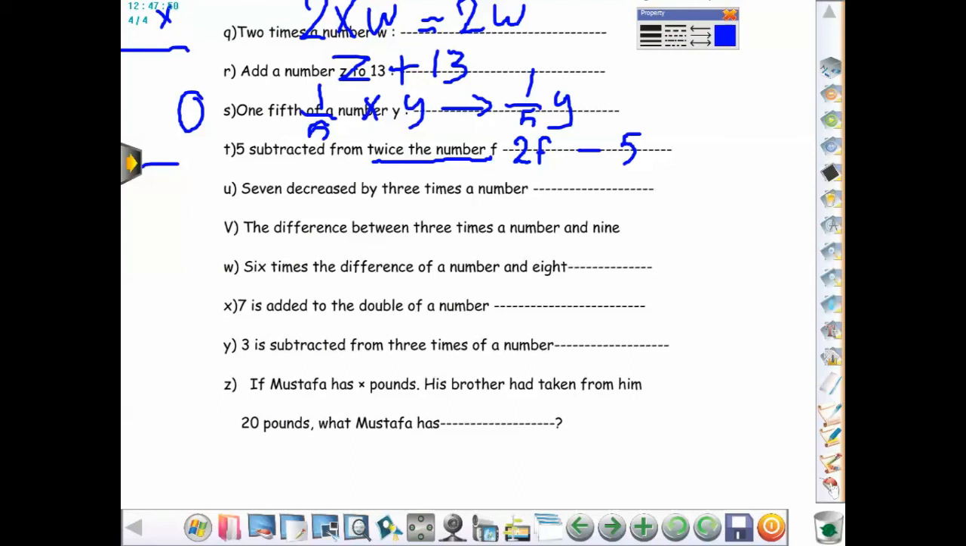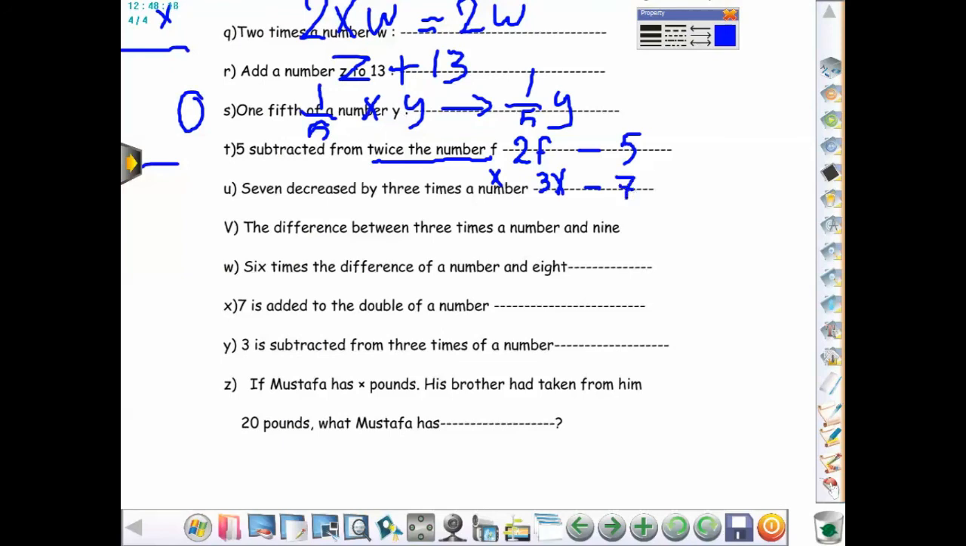7 decreased by 3 times a number. Decreased. We said before the word decreased means subtraction. So subtraction here from back to forward, 3 times a number. Maybe this number is x. 3 times x, 3x. Okay, decreased by 7, 3x minus 7.